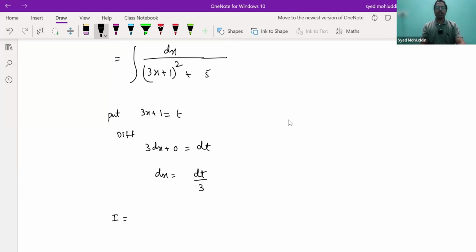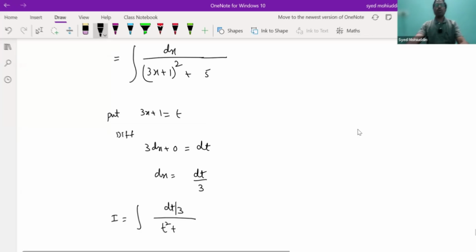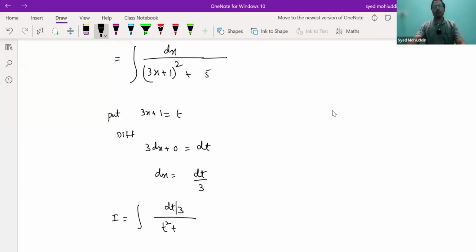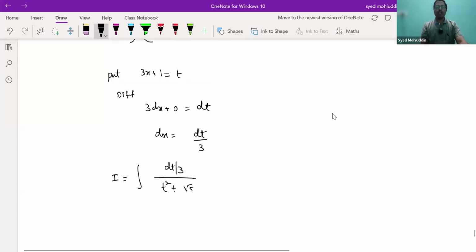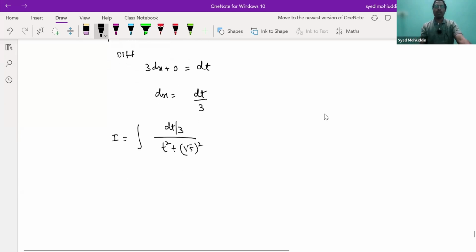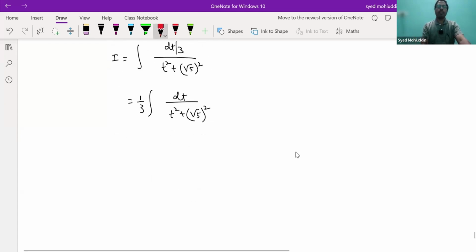Now if I plug this back into the given integral, dx will be dt by 3, whole divided by 3x plus 1, which is t square, plus 5. Both the terms should be in the form of a square, so 5 can be written as root 5 whole square, so that it is in the standard form. In the numerator, 1 by 3 is a constant outside. You are left with only dt by t square plus root 5 whole square. So we know this standard formula.